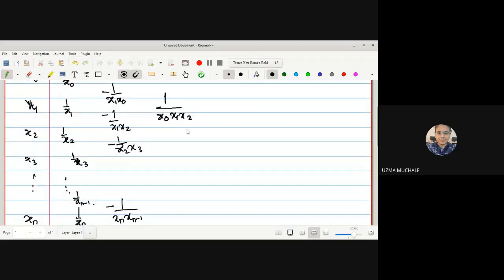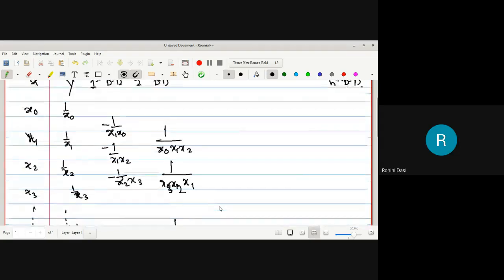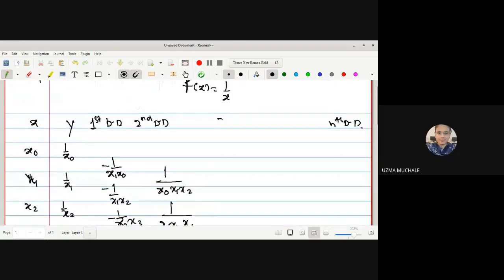Similarly, we can write the difference of these two, 1 upon x naught, x2, x1, x3, x2, x1. Okay. Similarly, for the last one, we can write it as xn minus 1, xn minus 2. Are you getting the second divided difference? Yes, ma'am. So similarly, we can calculate the third one.